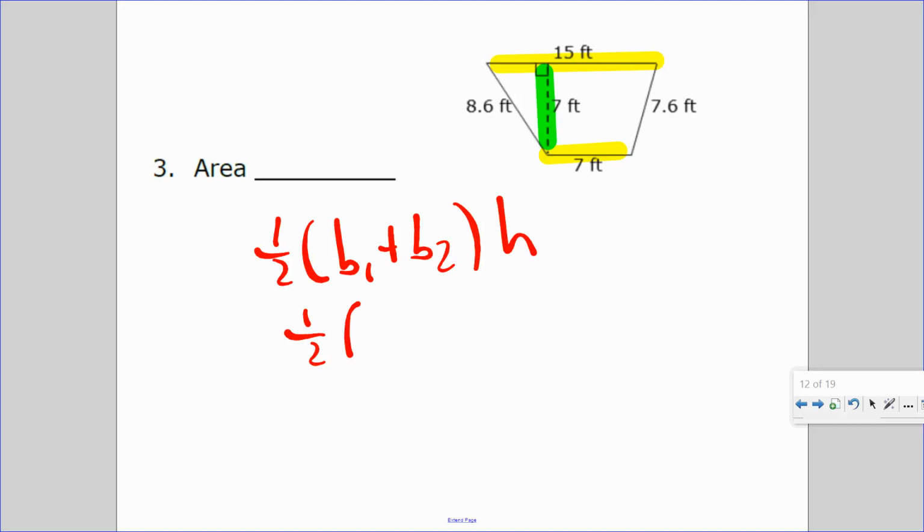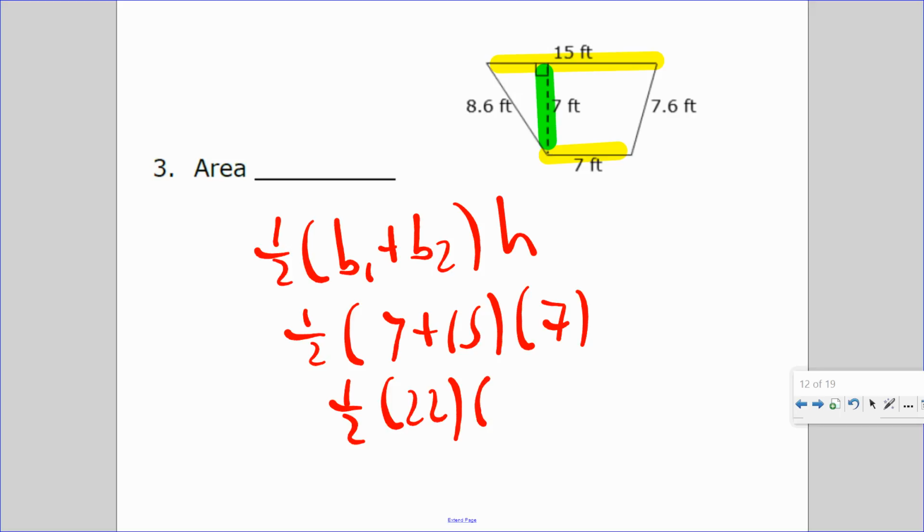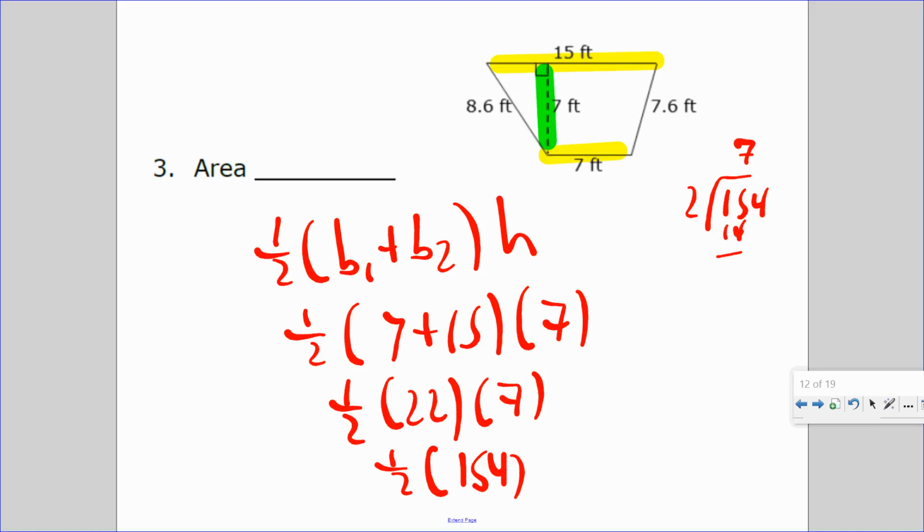So the two bases are 7 and 15, and the height is 7. So what is 7 plus 15? That's 22. The height is 7. What is 22 groups of 7? 22 times 7 is 154. So what's half of 154? That's like dividing by 2. It is 77 square feet. So again, you add up the bases, times the height, and take half of it.